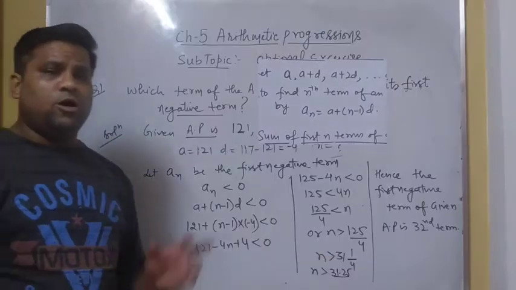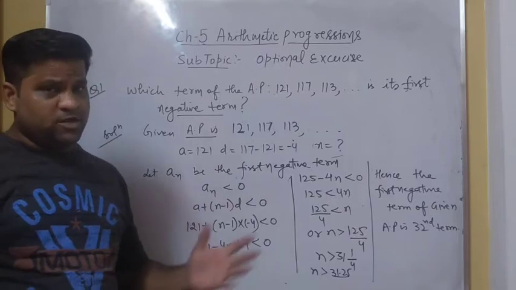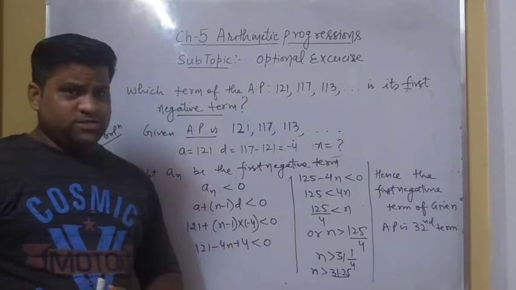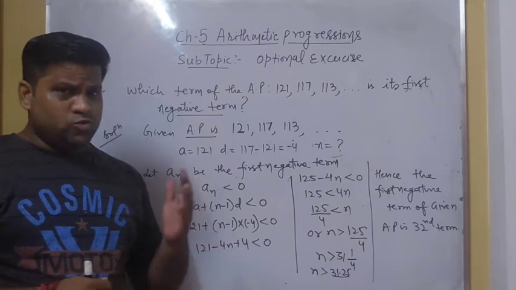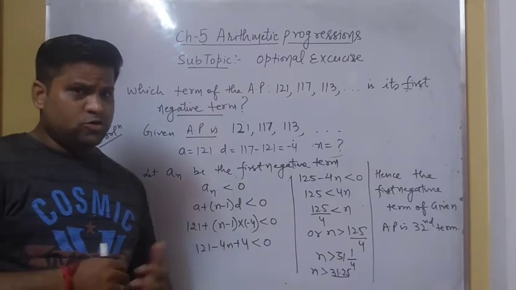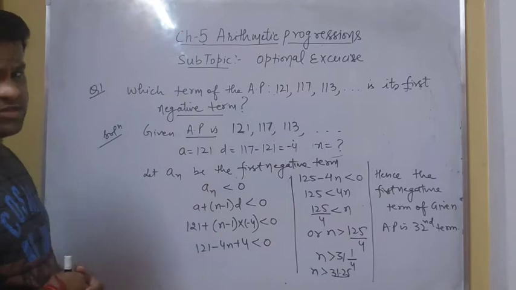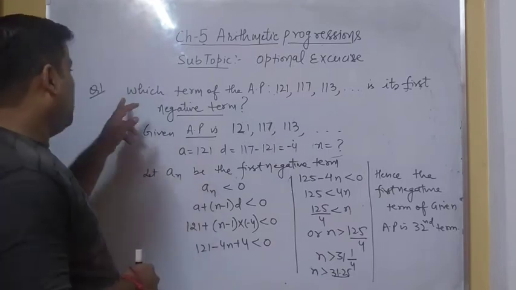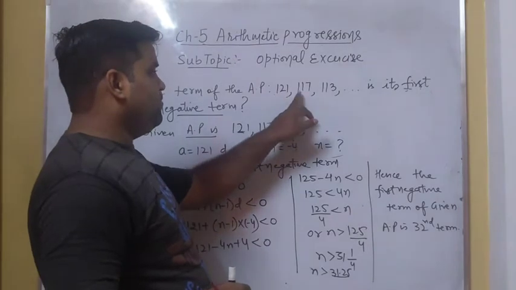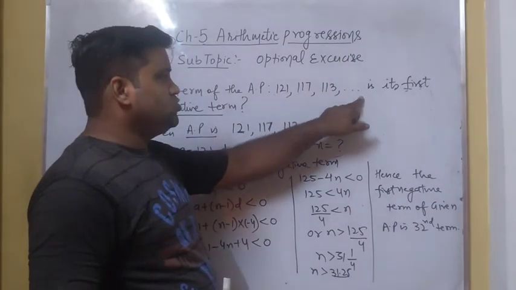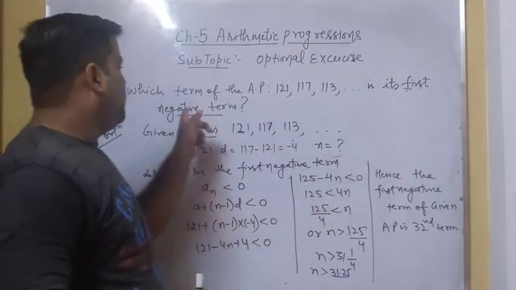Let us come to the chapter number 5 optional exercise. In this exercise, some important questions are there, so we have to do these questions also. Let us come to question number 1 of the optional exercise of chapter number 5. Which term of the AP 121, 117, 113 and so on is its first negative term?